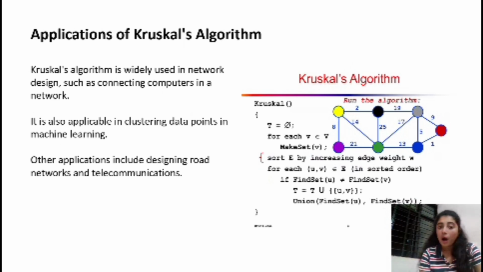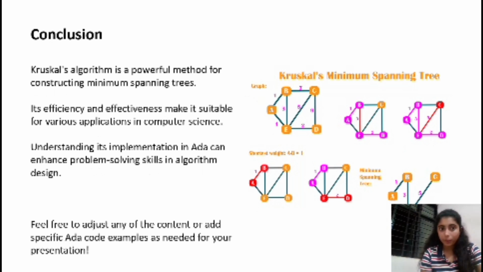Applications of Kruskal algorithm. Kruskal algorithm is widely used in network design, such as connecting computers in a network. It is also applicable in clustering data points in machine learning. Other applications include designing roads, networks and telecommunications. Conclusion. Kruskal algorithm is a powerful method for constructing minimum spanning trees. Its efficiency and effectiveness make it suitable for various applications in computer science. Understanding its implementation in Ada can enhance problem solving skills in algorithm design.